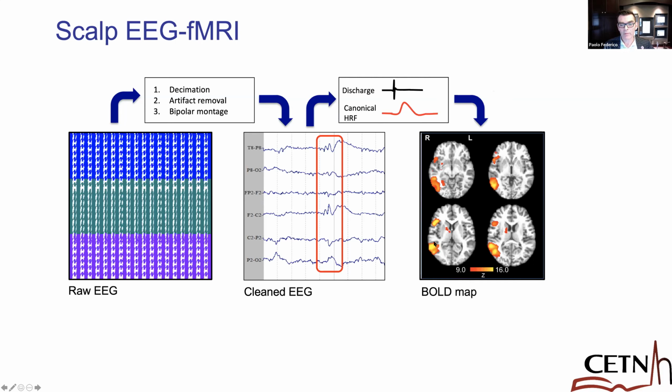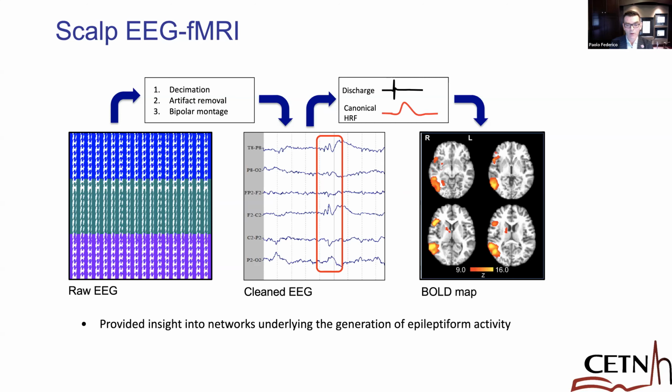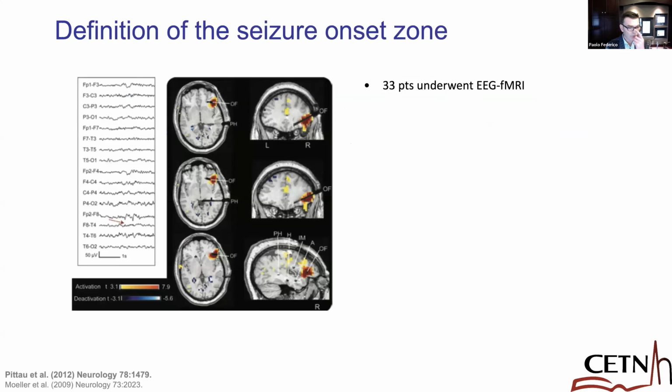And what you can see is that seemingly focal discharges, such as this one in the right posterior temporal parietal region, can have the maximum BOLD response in that region, but there are also areas of BOLD signal increases in distant cortical and subcortical regions, which suggests that cortical and subcortical circuits may underlie the generation of epileptiform discharges. And a lot of work from a lot of centers across the world have provided insight into the networks underlying the generation of epileptiform activity. But for clinical purposes, scalp EEG fMRI may also localize the seizure onset zone and may be a really good marker of the potential epileptogenic zone as well. So I'll just review one study from the Gotman lab published in 2012, a very nice study.